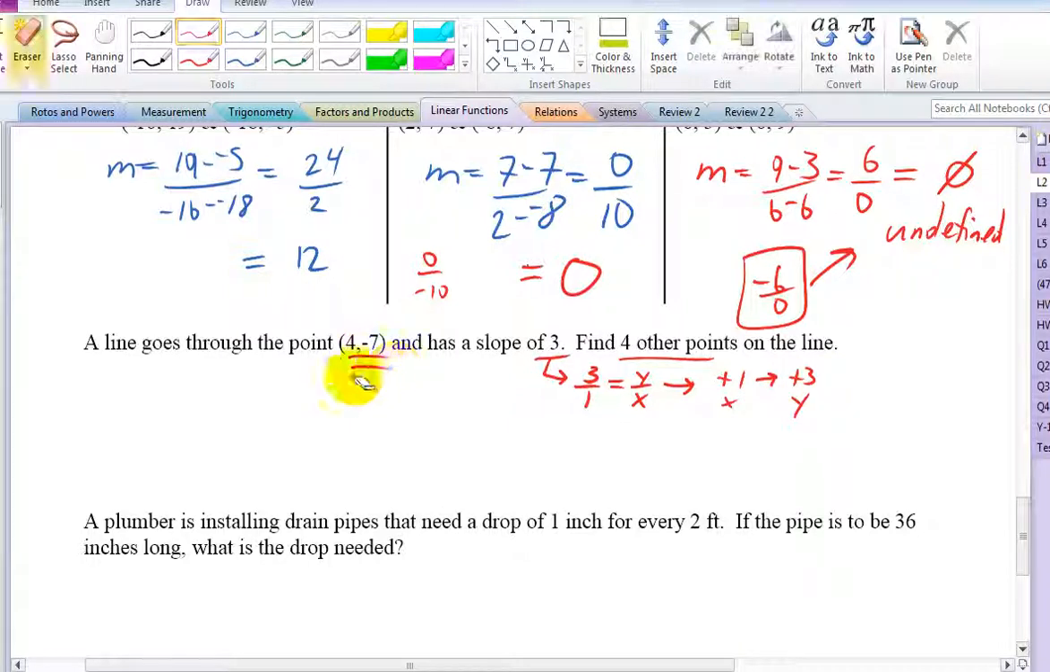So it's really simple, folks. All we do is we go +1, +3. What's the next point? 5 and -4. Okay, good. Do it again. What's the next point? So +1, +3, 6 and -1. Okay, do it again.